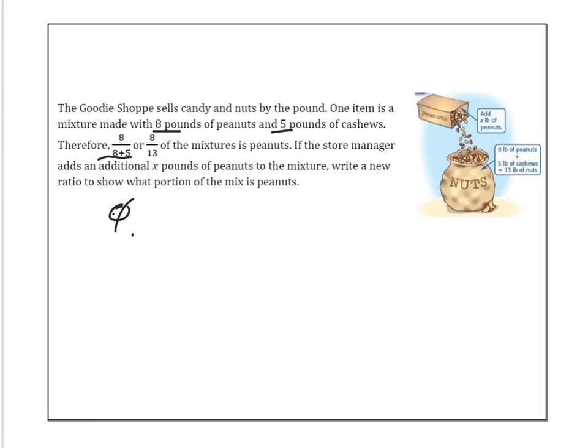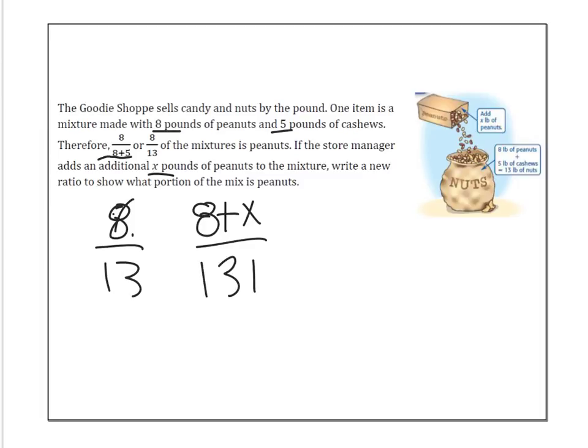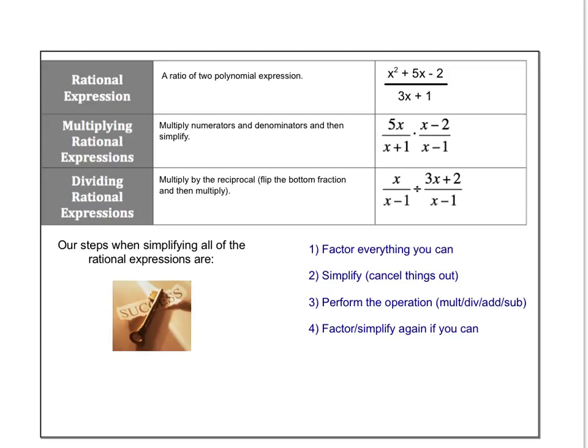So if this is the original portion, and you're going to add x peanuts, it would be x, 8 plus x on the top, but then underneath you would also add x, because x is going to be your pounds in peanuts. A rational expression is a ratio of two polynomial expressions, basically a fraction or division problem where both the top and bottom are polynomials.